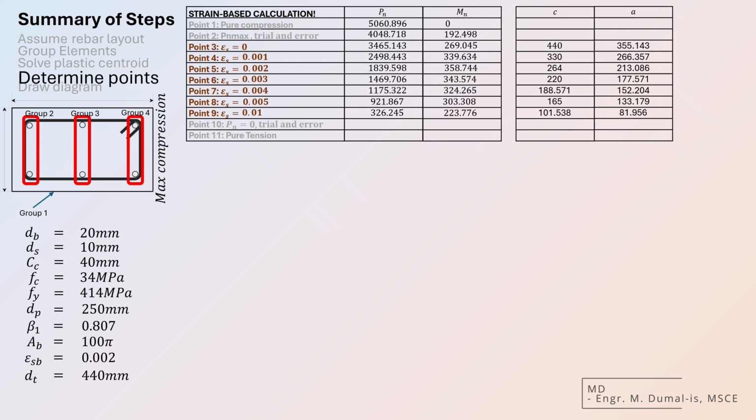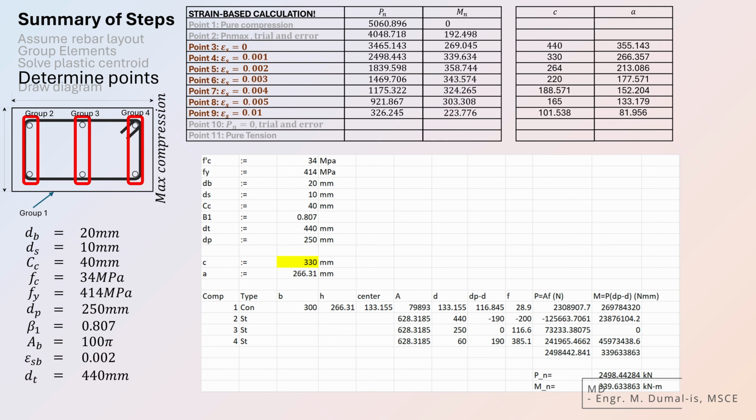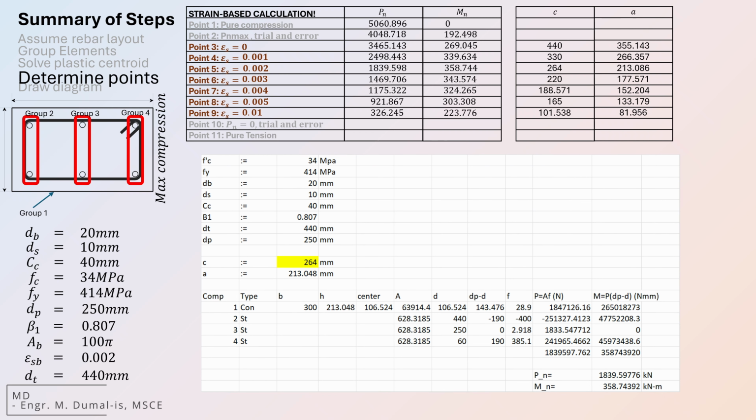Now here's a time-saving option. Instead of calculating Pn and Mn manually, we can use the Excel spreadsheet we prepared during the goal-seek setup for point 2. With all C values already known, we can simply input them one by one into the Excel sheet. The corresponding Pn and Mn values will be computed automatically.